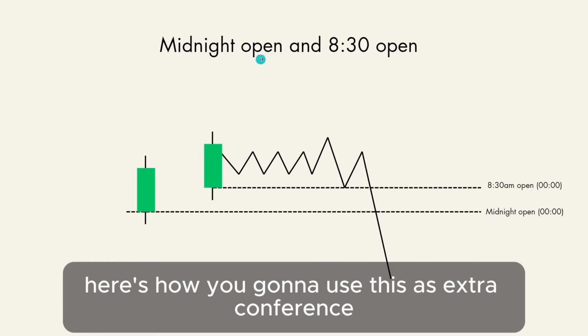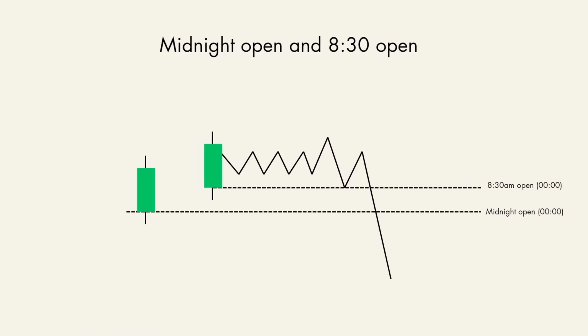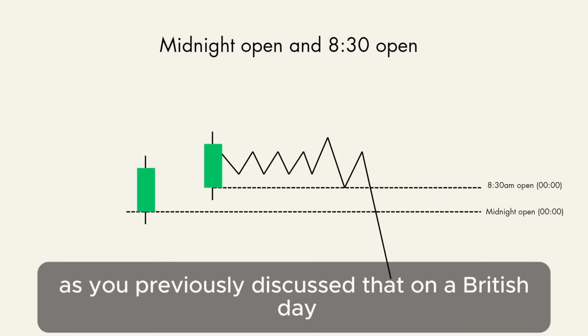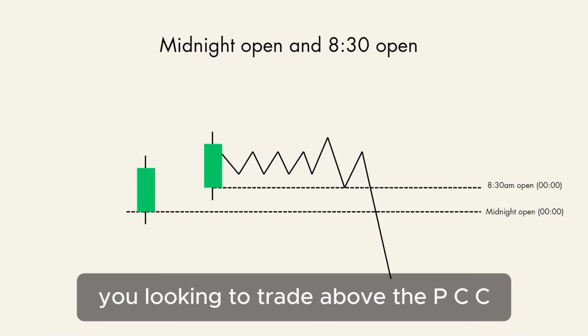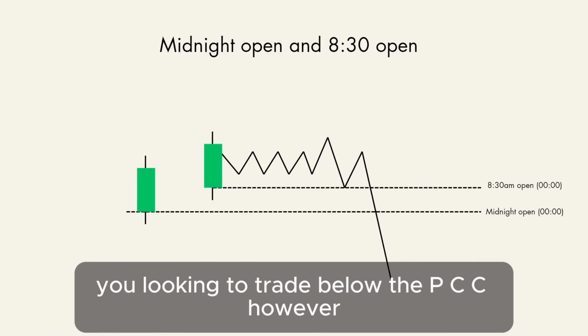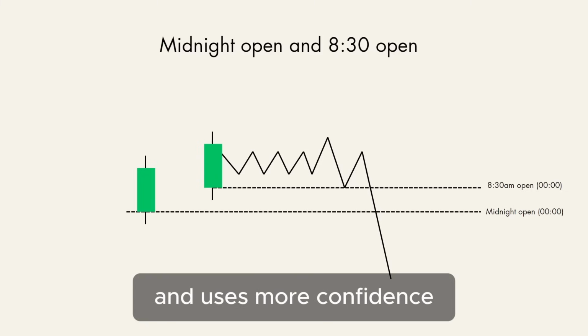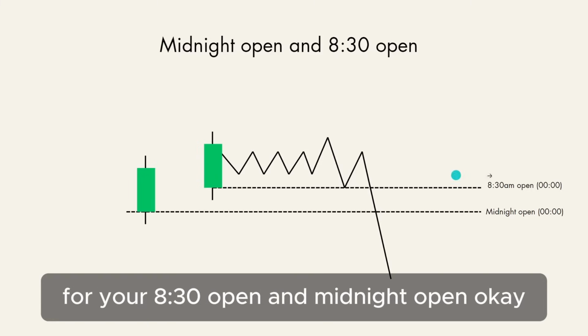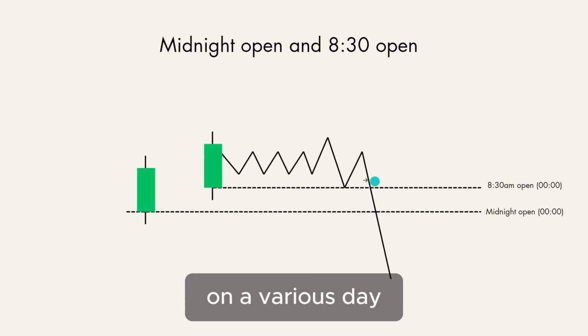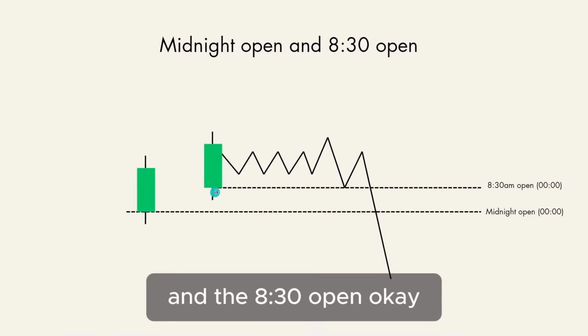Now, here's how you're going to use this as extra confluence to your previous candle closure. As we previously discussed, on a bearish day, you're looking to trade above the PCC, and on a bullish day, you're looking to trade below the PCC. However, the same can be said and used as more confluence for your 8:30 open and midnight open. On a bearish day, you're looking to trade above the midnight open and the 8:30 open.